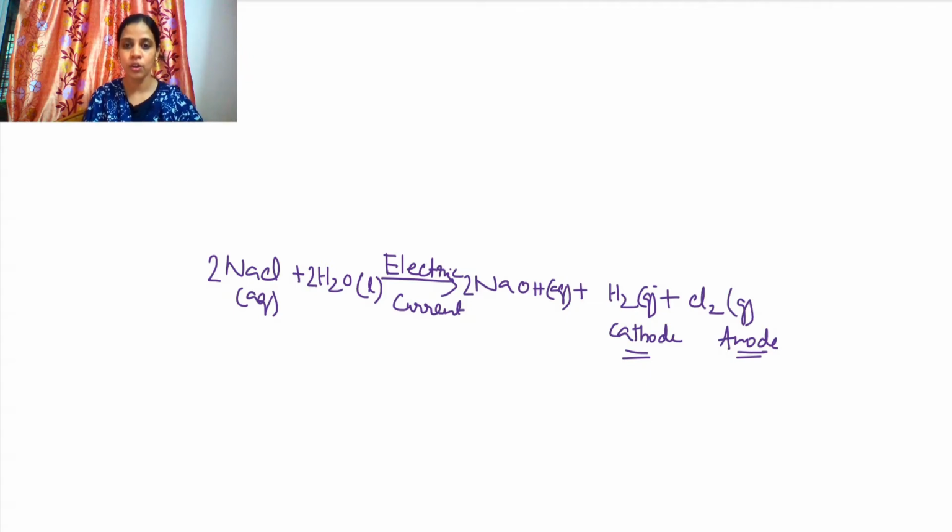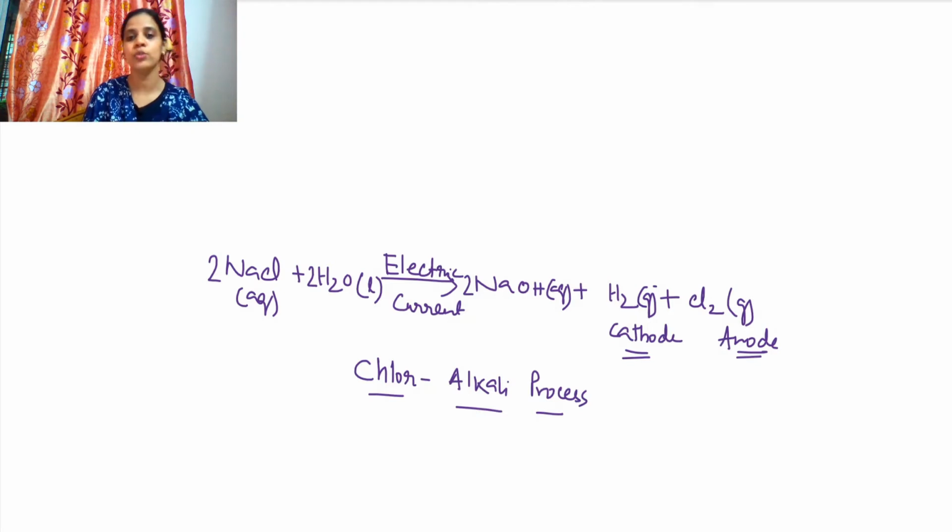This process is called the Chlor-Alkali process. What is the name of the process? This is the Chlor-Alkali process. Why is it called the Chlor-Alkali process? Because here chlorine is produced, so it is called chlor, and as sodium hydroxide, which is an alkali, is also produced, it is called the Chlor-Alkali process. So by this process we can prepare sodium hydroxide, which is also called caustic soda.